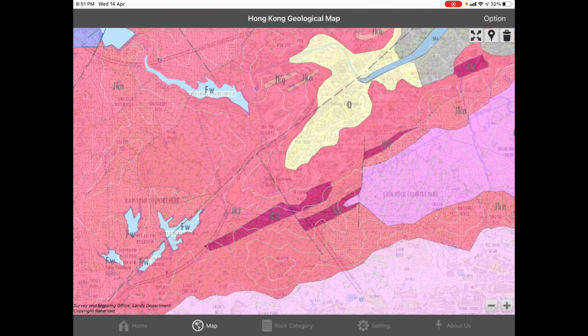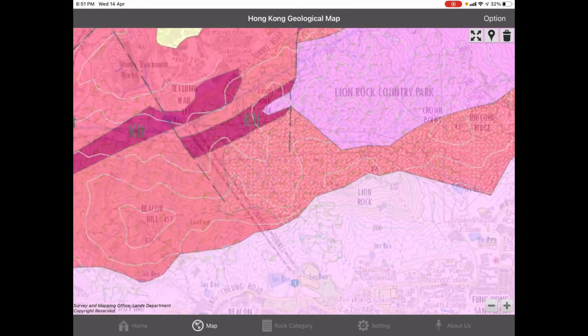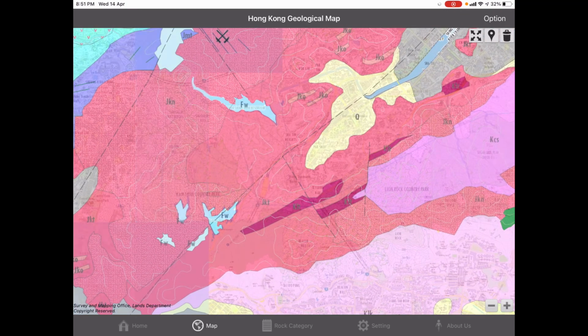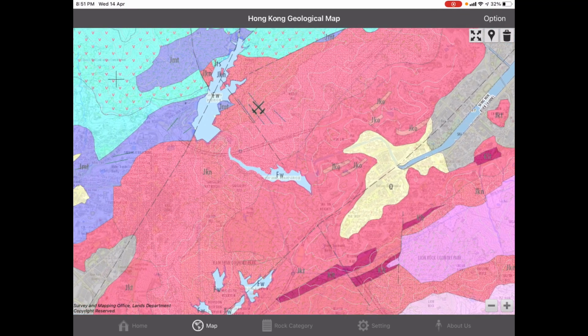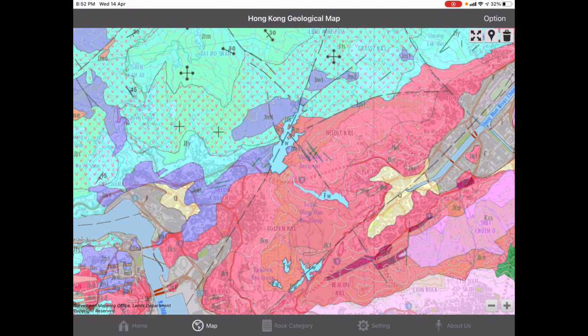The previous footage I have talked about, which is about the Amah Rock and also the Lion Rock, is also in the granitic area. You can find out right here, and so the whole thing is granitic. But why can we find Tai Mo Shan?